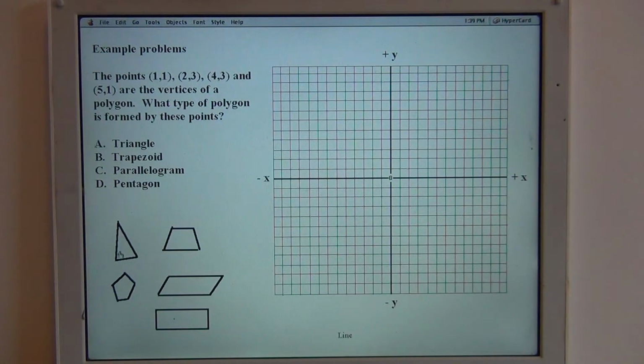That's a vertice, that's a vertice, that's a vertice. This is a vertice, this is a vertice. Anywhere where two lines meet. This is a vertice right here where these two meet. This is a vertice right there.